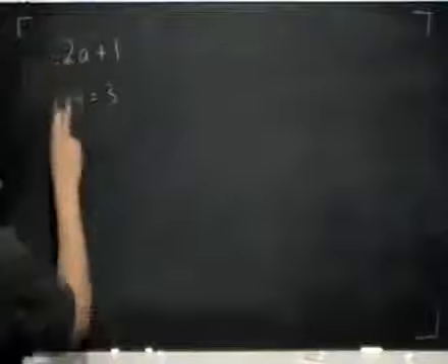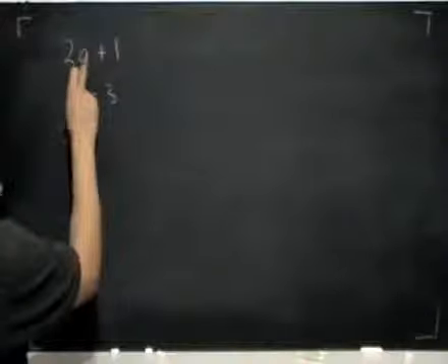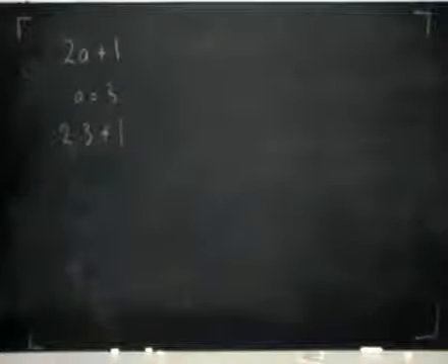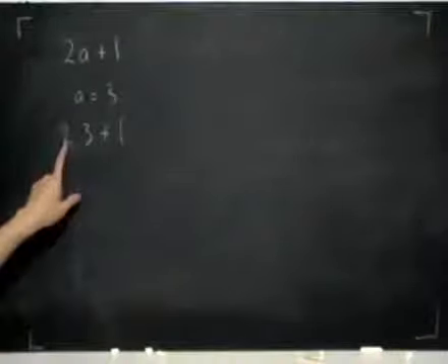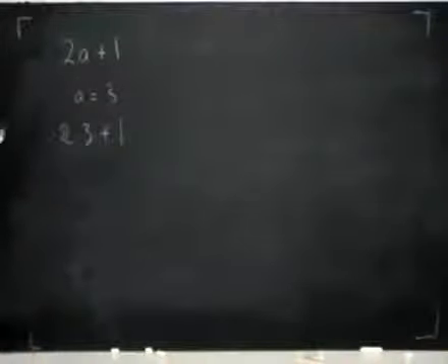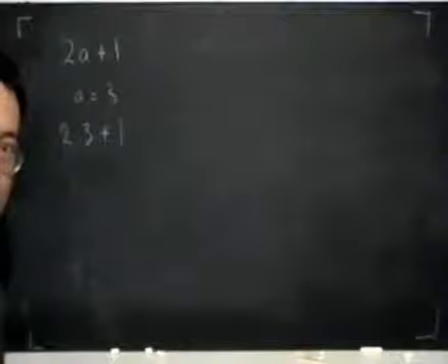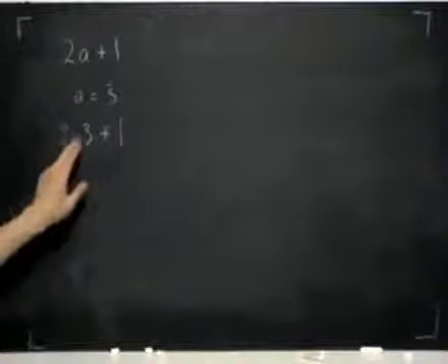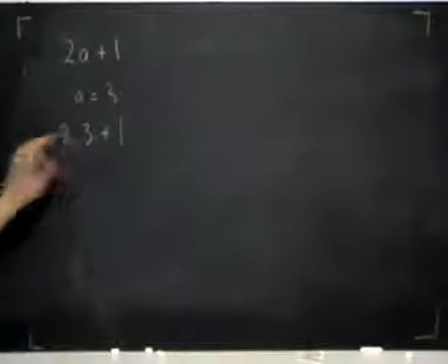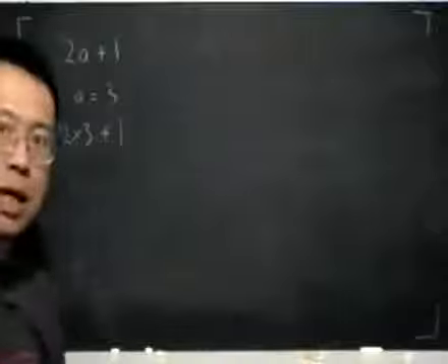That's 2 from above. A replaced by 3 is 3 plus 1. Now we have to be careful here. If I just write 2 and 3 with nothing in between, that is 23. If we have just numbers, we have to insert the times symbol.